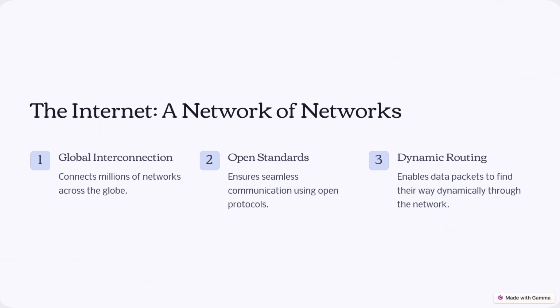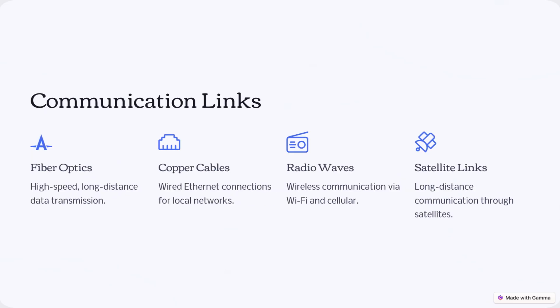These are the three key features that make the Internet work. Global interconnection. It connects millions of networks across the globe, allowing devices everywhere to communicate. Open standards. The Internet relies on open protocols like TCP/IP, which ensure that different systems can talk to each other seamlessly. Dynamic routing. Data doesn't follow a fixed path. Instead, it dynamically finds the best route through the network, for efficiency and reliability. Now let's talk about how data actually travels across the Internet.